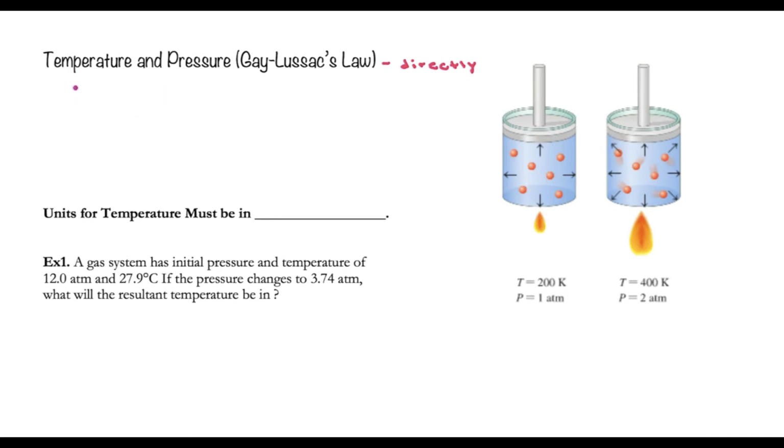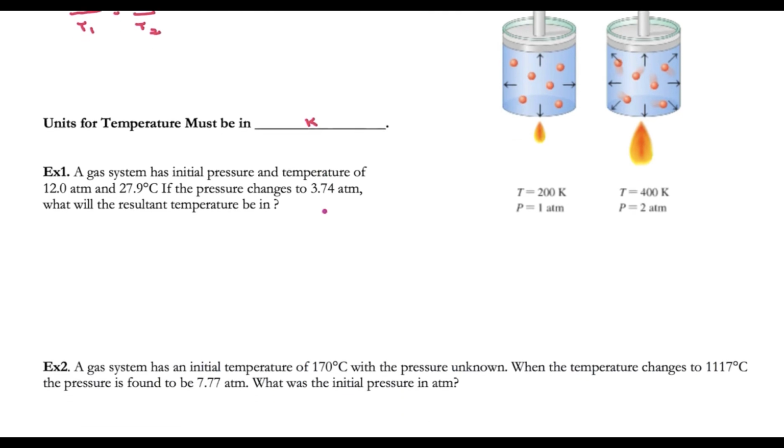All right, so just like with Charles's law, which showed a direct relationship between volume and temperature, for Gay-Lussac's law, the formula is going to be the following. P1 over T1 equals P2 over T2. And keep in mind, just like with Charles's law, the temperature must be in Kelvin. All right, so let's look at some examples here.